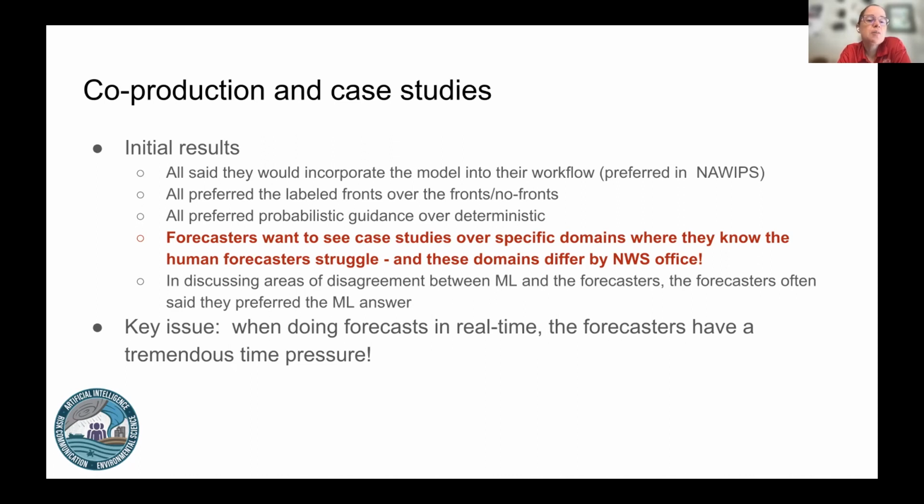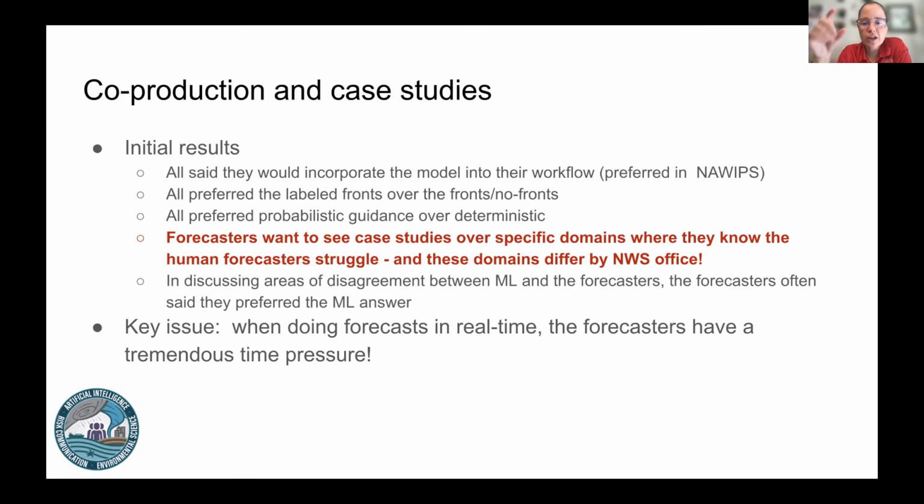We were curious about whether or not they liked the fronts that actually said, this is a cold front, this is a warm front, versus the ones that just said, this might be a front of any type, because they had actually suggested that we train that in the beginning, and it turns out they all like the labels. None of them like the no-fronts option. It was okay, but if we asked them to prefer it, they all preferred the labeled ones. Perhaps not surprisingly, but I want to point this out because it matters for machine learning: every single one of them preferred probabilistic guidance over deterministic guidance.